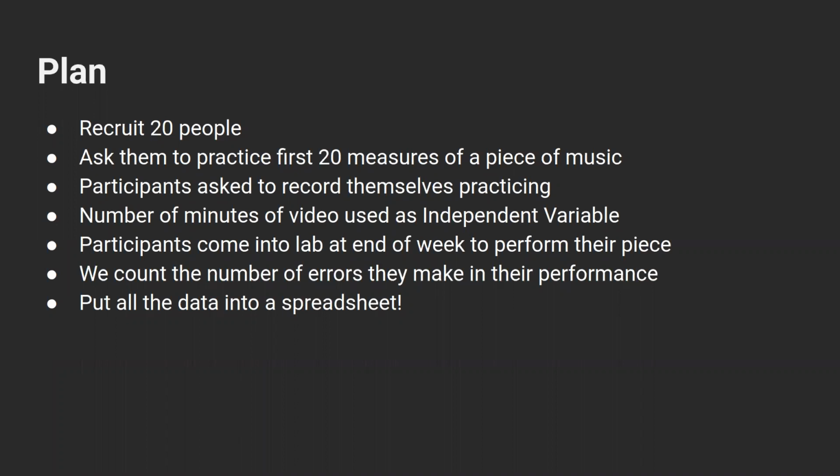We're going to ask them to practice the first 20 measures of a piece of music, so everybody's working on about the same amount of music. And we ask participants to record themselves whenever they're practicing. Maybe they do this on their phone or we give them a voice recorder. And the way that we get our independent variable, the number of minutes practiced, is we're just going to use the number of minutes of video that they used.